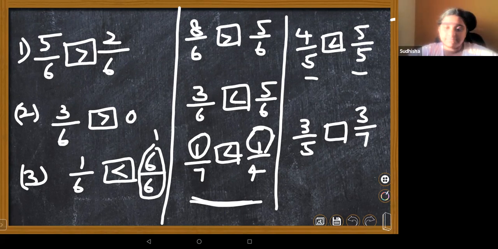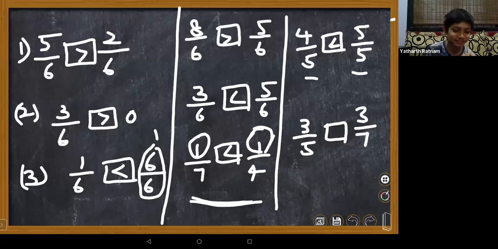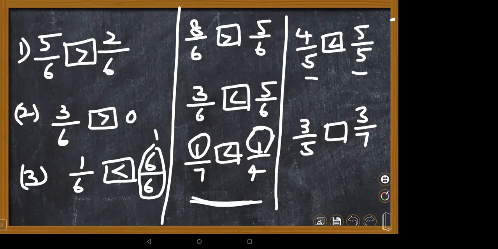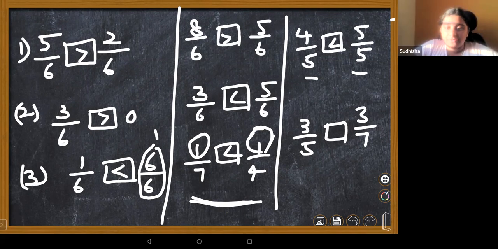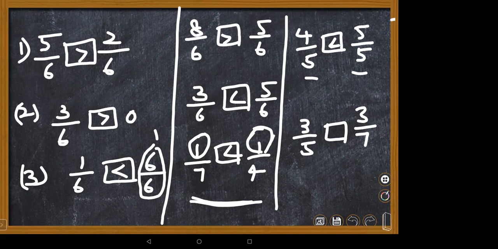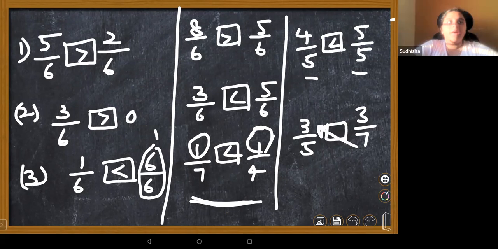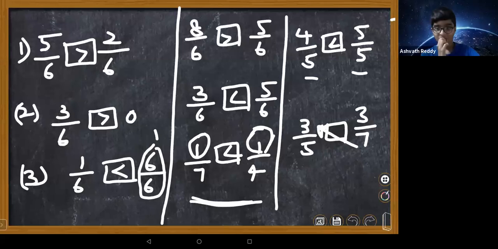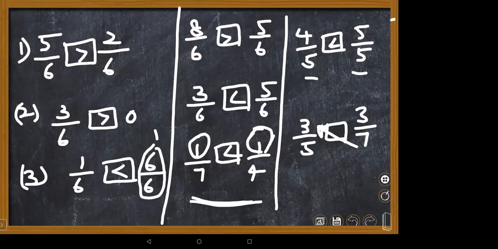Ma'am, 3 by 7. Ma'am, Ashwath just now told my example also. Wait, we will ask Sudisha only. Sudisha, here what type of fractions? Is it like or unlike? Ma'am, it's unlike. Unlike. So what you should do, you can do cross multiplication to recognize which is greater, which is smaller. If you do cross multiplication, 7 threes are how much? 21.